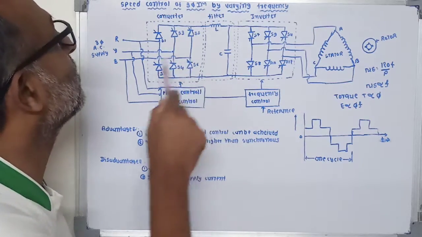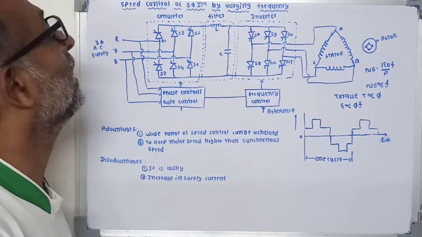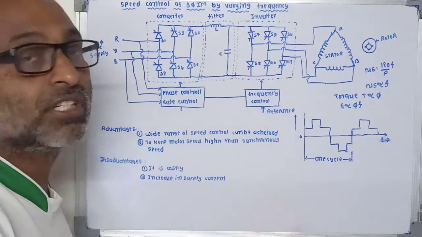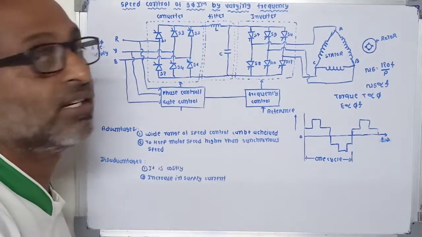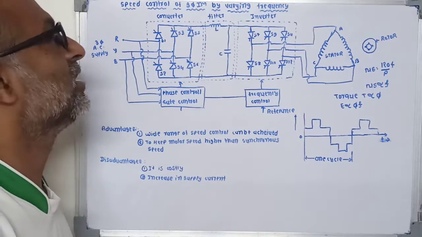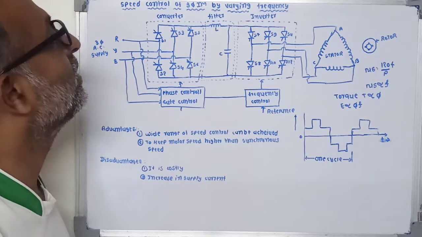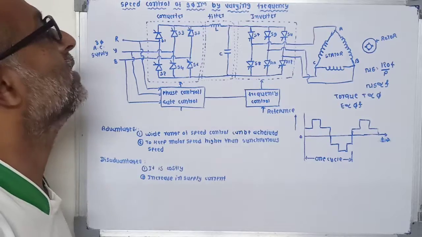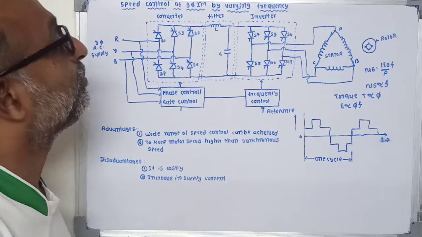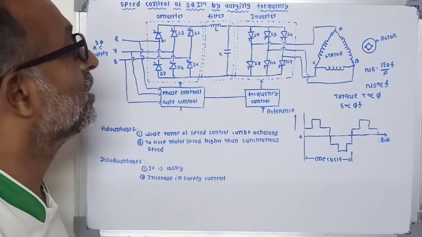Here S1 to S6 diodes, 3-phase diodes, are used to convert AC supply into DC supply. Then the output of this converter is given to the filter circuit, which consists of inductor L and capacitor C, which is used to remove AC components still present in the DC signal. So after the filter we will get smooth DC, and this smooth DC is given to the inverter circuit. The output of this inverter circuit is given to the stator winding of this induction motor.